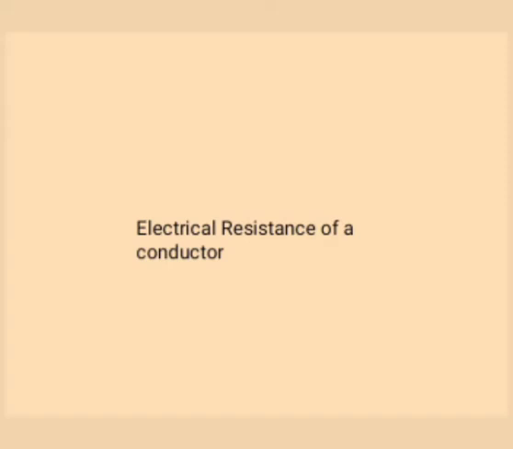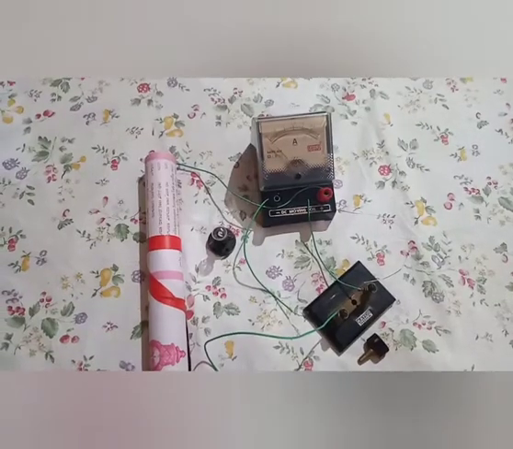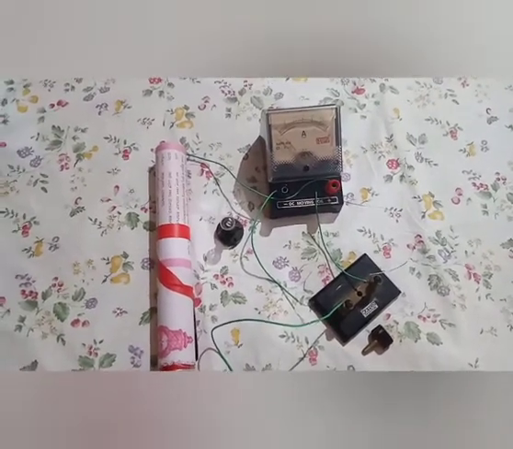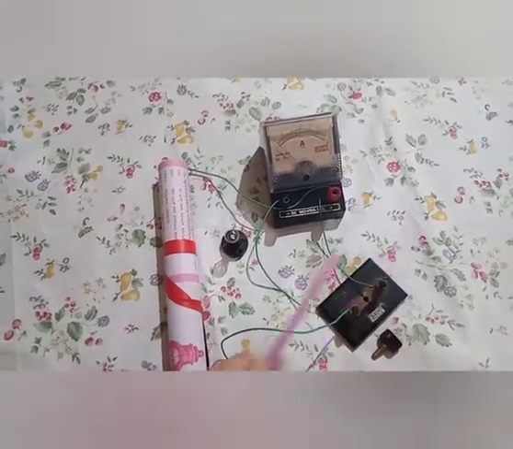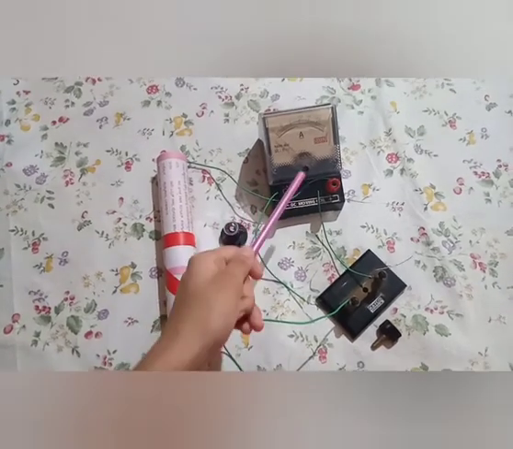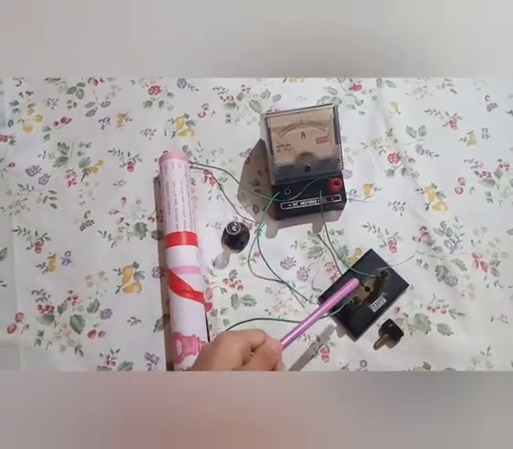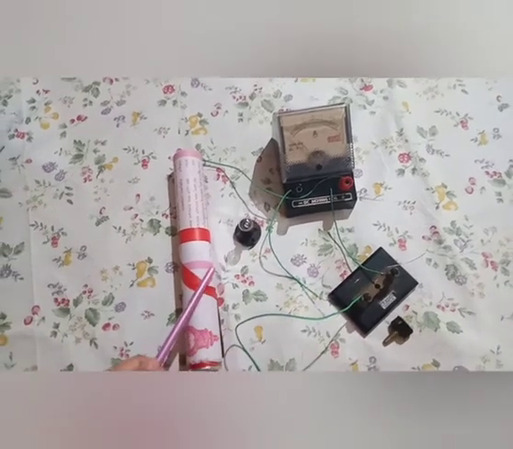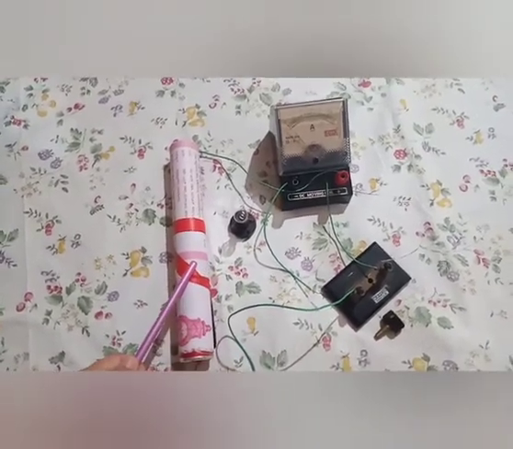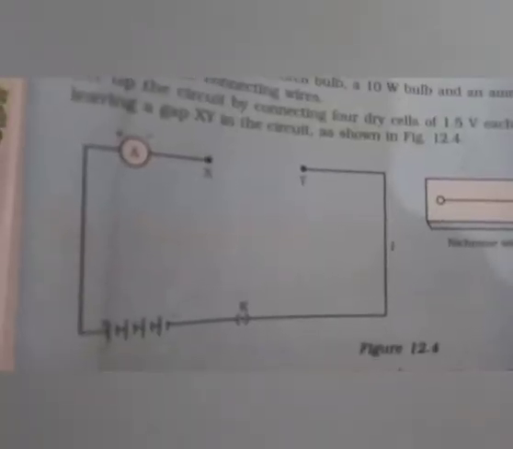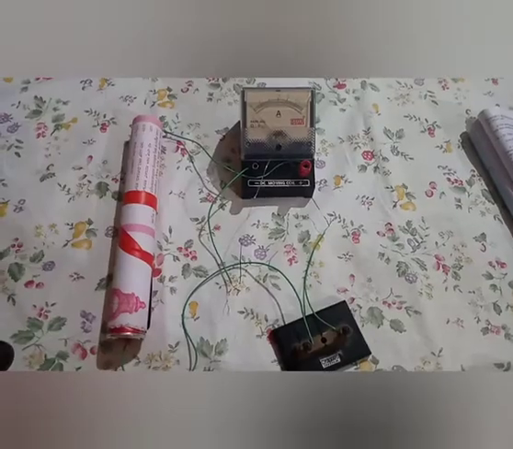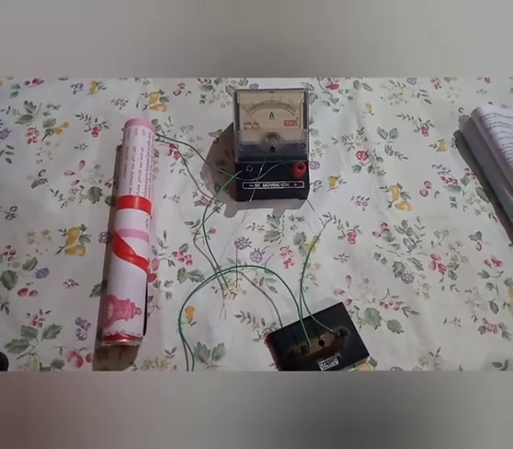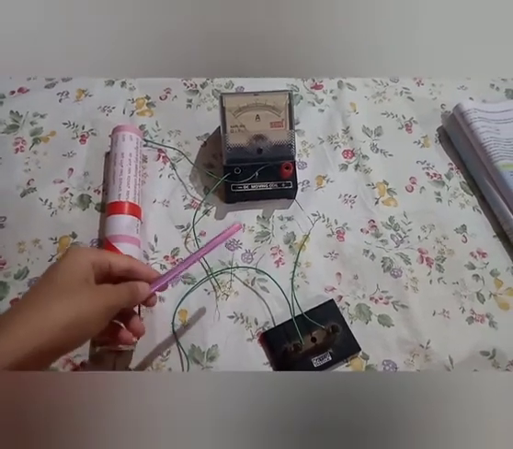Let us study about electrical resistance of a conductor with the help of an activity. Page number 99, activity 12.2. Materials required: nichrome wire, a torch bulb, an ammeter, a plug key, cells of 1.5 volt, 4 cells. Look at this circuit. In the gap XY, connect nichrome wire. The circuit is ready by connecting nichrome wire in the gap XY.